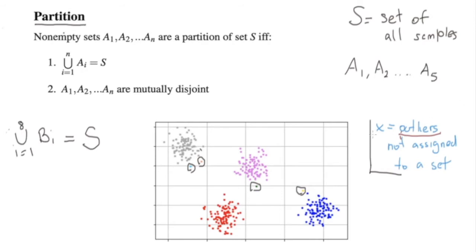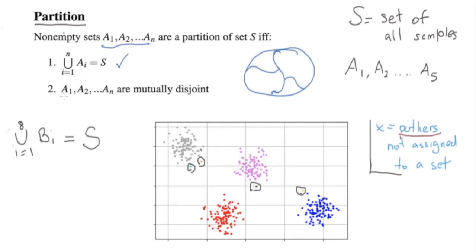Partitions are always ways to divide up a bigger set. So if this circle represents some set S, a partition will always be a way to divide up S into different subsets. So these sets here, A1, A2 to AN, however many sets we want to divide S up into, the requirement on those sets is that if we take the union of all those sets, we end up with S. So what that means is there are no outliers. If we connect all those sets together, we don't have anything left over.